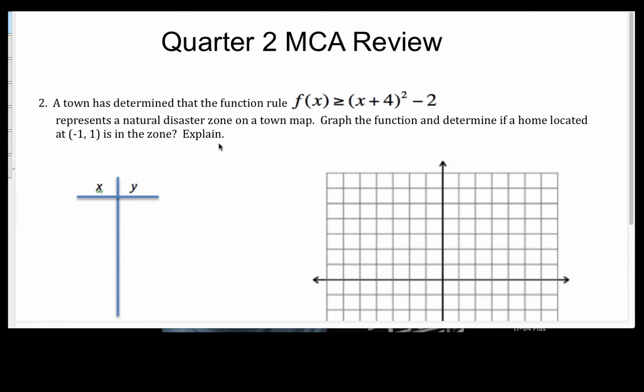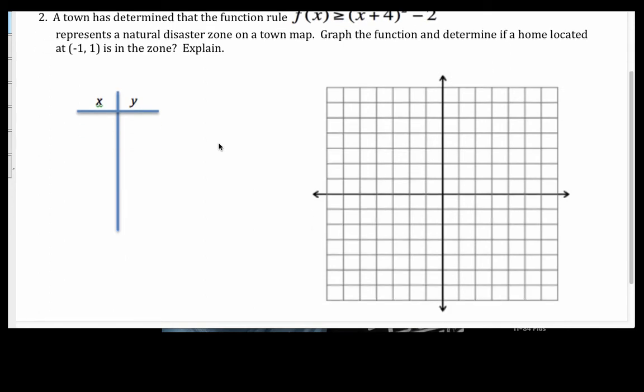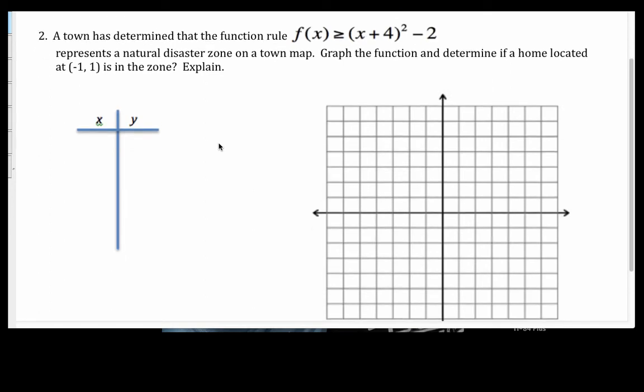All right, so let's scroll down a little bit just so that we can isolate the parts that we need. We've got to figure out where the vertex point is for this. The nice thing is, this is an f of x, which means it's a y equals, so it's either going to open up or open down. In this case, since it's a positive value here, it's going to open upward. So we're going to have something that looks like this.